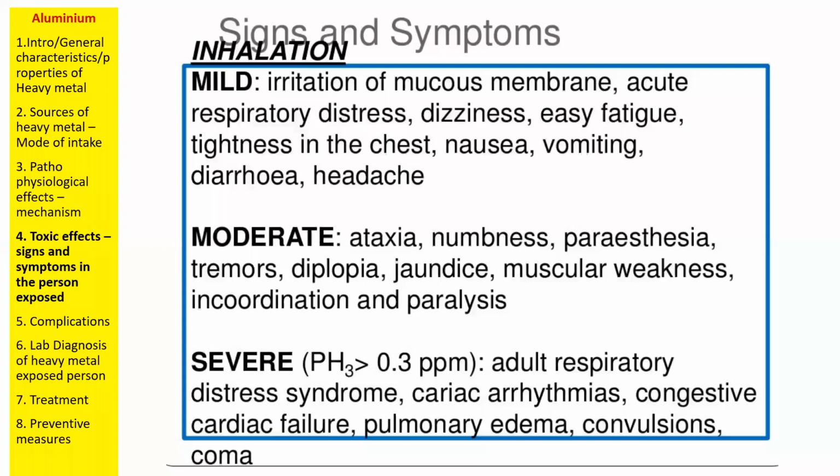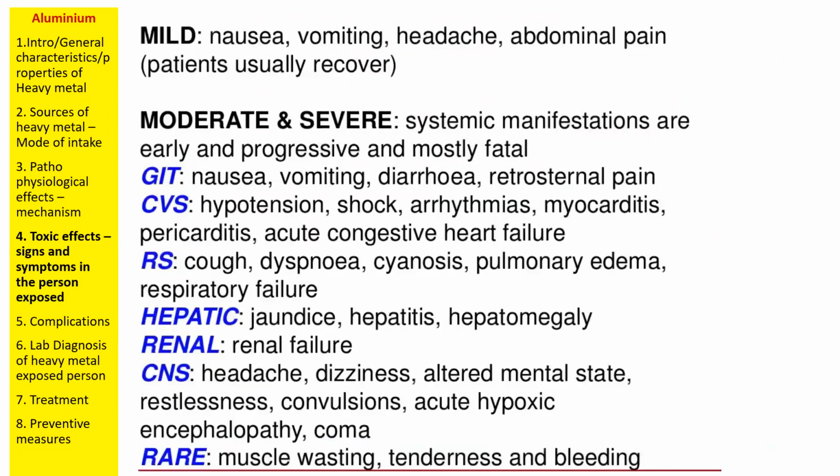So the patient will exhibit certain momentary disorders. Then in severe cases, obviously there will be an arrest or complete stoppage of function of any vital organ in the body. That will be the severe effect, and the complication is that the patient will die due to ischemia. So this is all about the signs and symptoms of aluminum. It will cause GIT irritation, central cardiovascular system problems, respiratory system problems, hepatic, liver, and central nervous system problems, and rarely we can also see bleeding within the body.